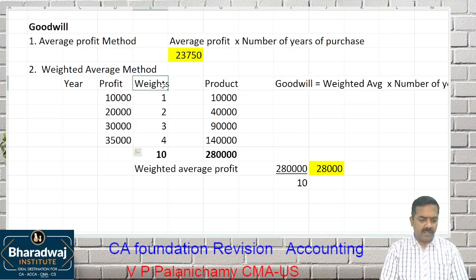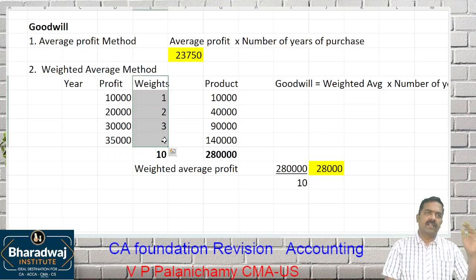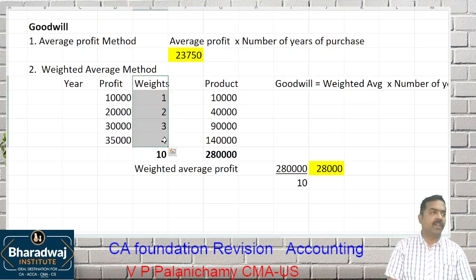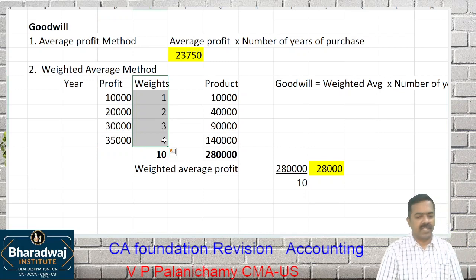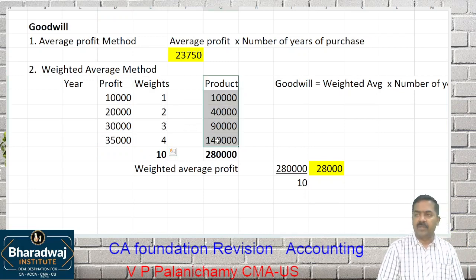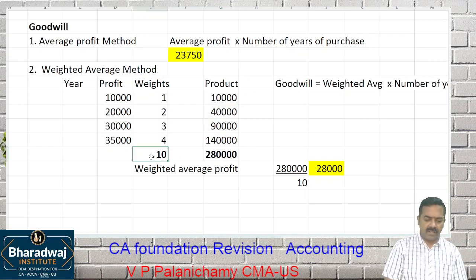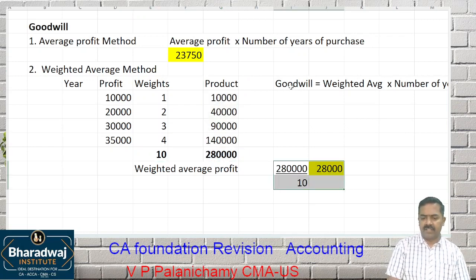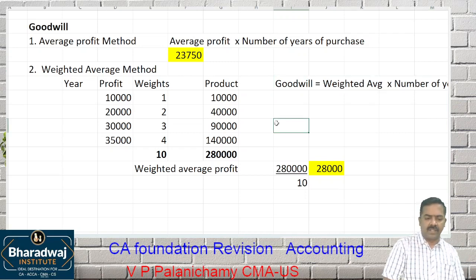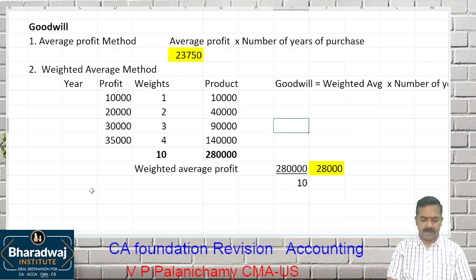How to find out weighted average? Take the profit. How to assign the weights? In the order of profits. Lower profit, lower weights; higher profits, higher weights. Multiply that, you get which one? The product. Total of product divided by total of weights will give us which one? Weighted average profit. Goodwill depends on weighted average profit into number of years.